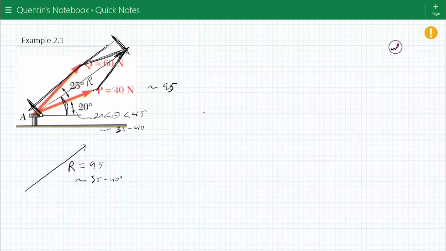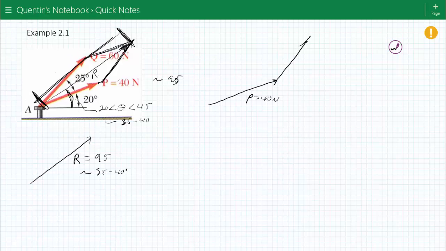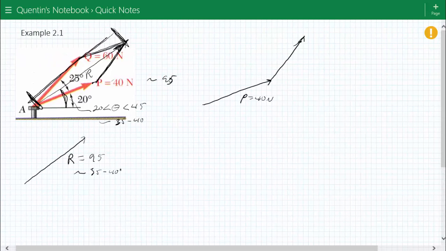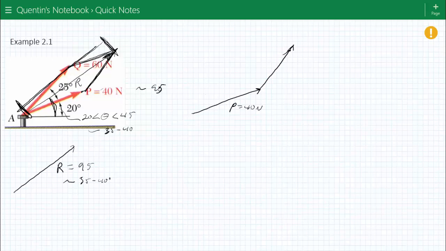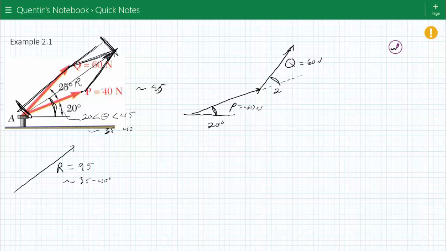Well, again, let's draw this out. This is P, and that's 40 newtons, right? And this is Q, and that is 60 newtons, right? So this angle right here is 20 degrees. This angle here is defined as 25 degrees. So our resultant is going to be here. That's R. And we need to know the magnitude and the angle.